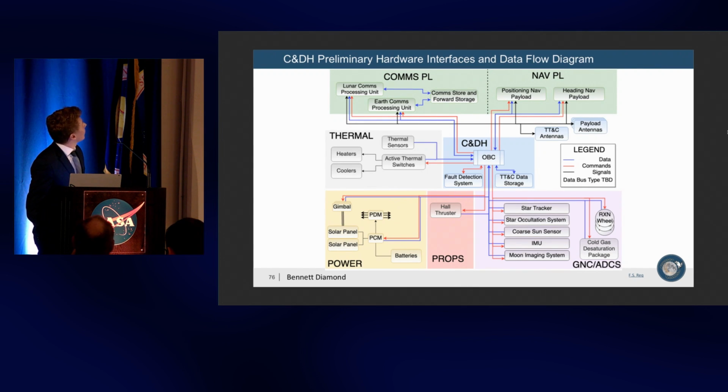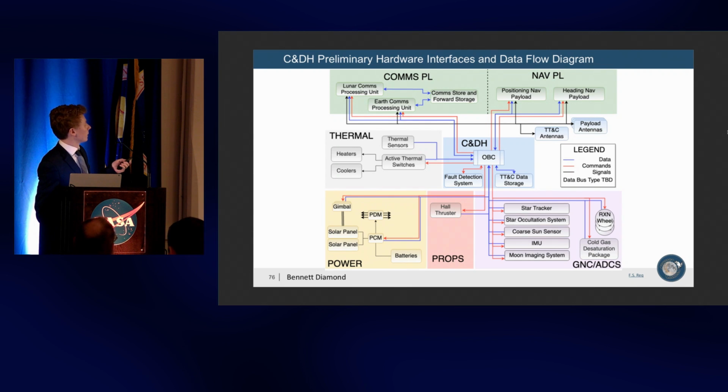Here we have a preliminary hardware interfaces and data flow diagram. This is specific to our CNDH team, so a lot of these other systems are a bit more black boxes. There's a whole lot going on here, so I want to point out some basic things. In the middle, we have our CNDH system, we have an onboard computer, and we have a fault detection system that is currently discrete from our onboard computer. It's still to be determined exactly what that fault detection system is, but we want to keep it discrete at the moment, so that it's well recognized within our system.